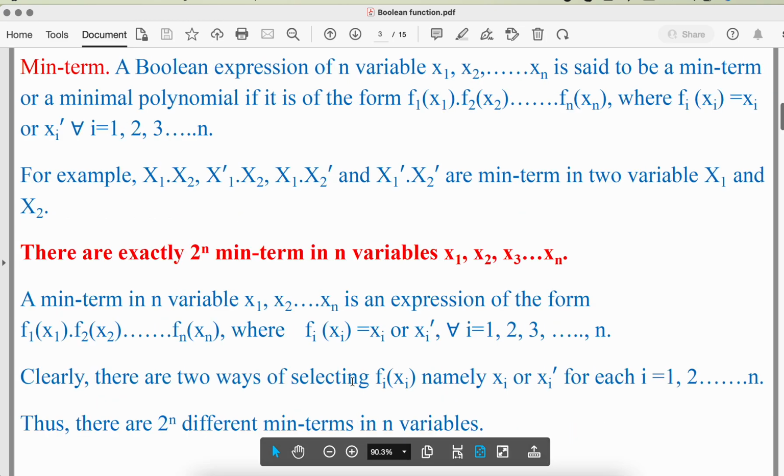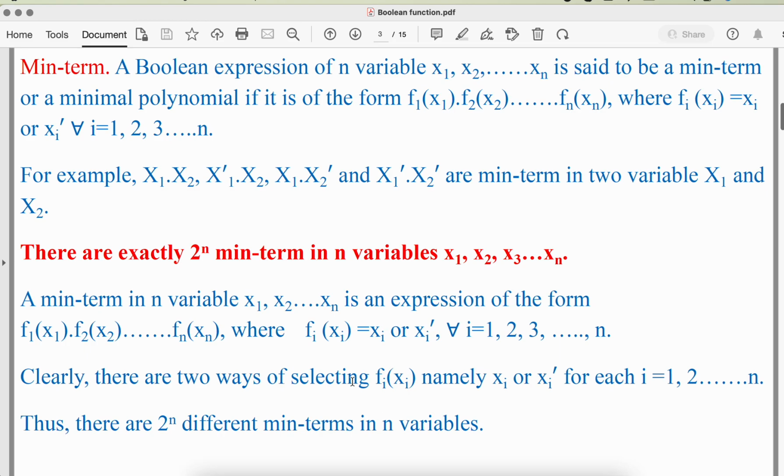Now what is a min term? A Boolean expression of n variables x1, x2, ..., xn is said to be a min term if it is of the form f1(x1) f2(x2) ... fn(xn), where each fi(xi) is equal to either xi or the complement of xi for all i equal to 1, 2, 3 up to n. This is also called a minimal polynomial.